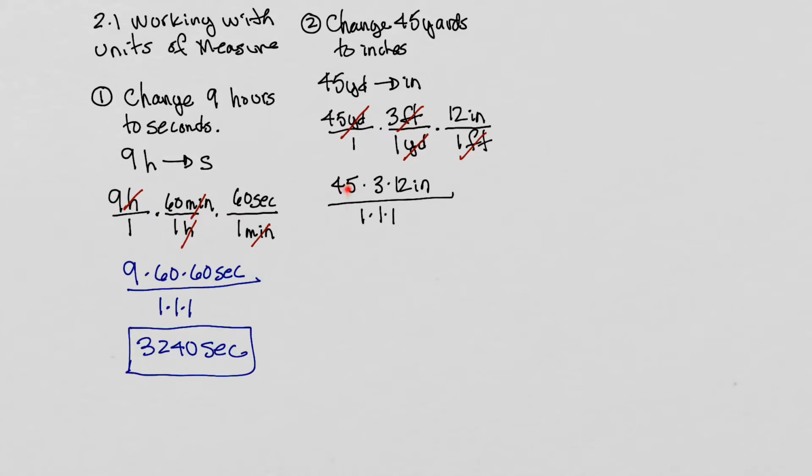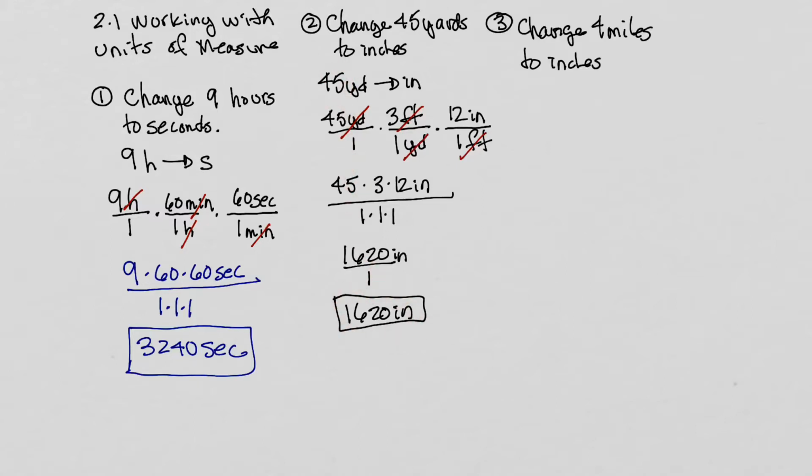And multiplying the 45 and the 3 and the 12 together gives us 1620. 1620 all over 1 times 1 times 1 is 1, but we still have the inches up there. And 1620 divided by 1 is just 1620, so we're going to have 1,620 inches. So we're now saying that 45 yards is the same as 1,620 inches. Let's try this problem here.